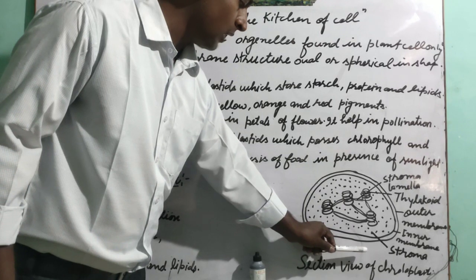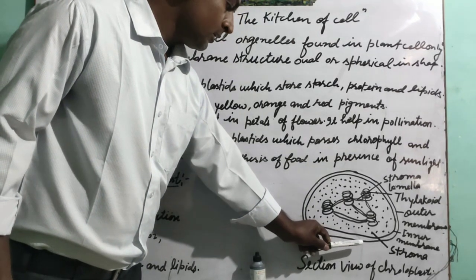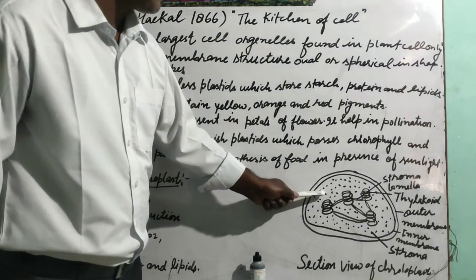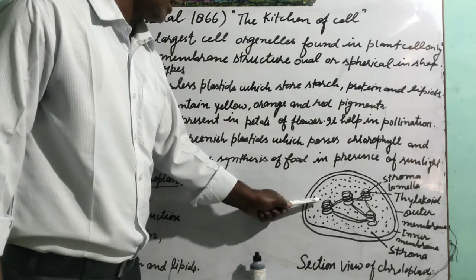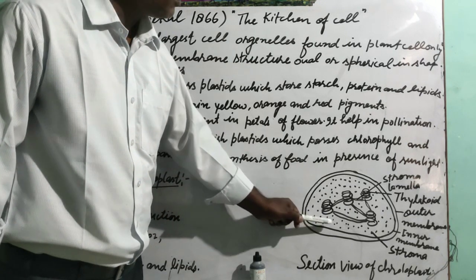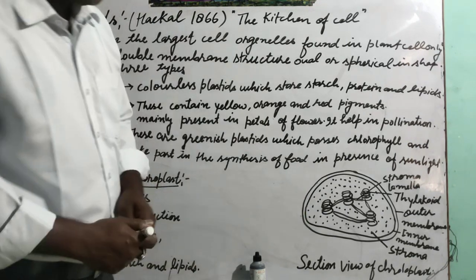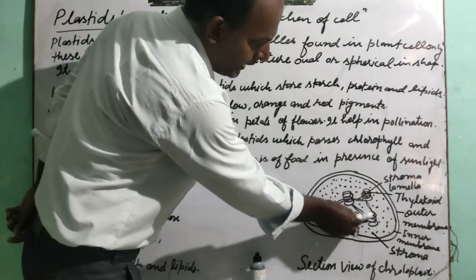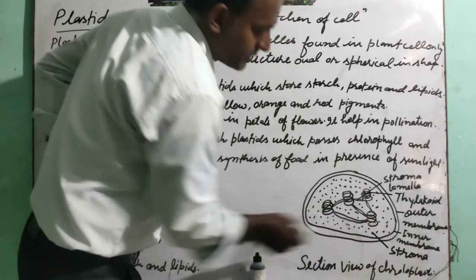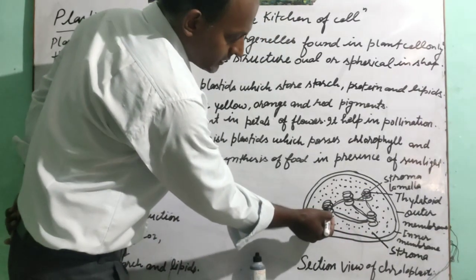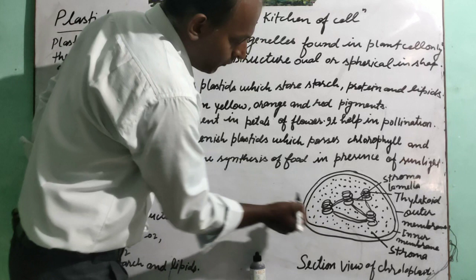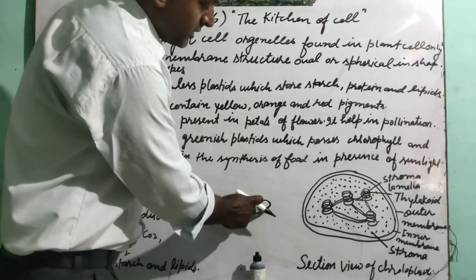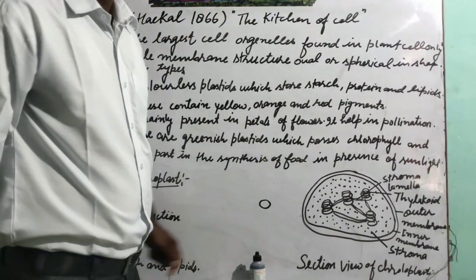And this semi-fluid stroma helps in the synthesis of carbohydrate. In this stroma or matrix, there is about 50% soluble protein. And you are seeing that at different places there are pile-like structures. This one pile, like a coin, is called a granum.